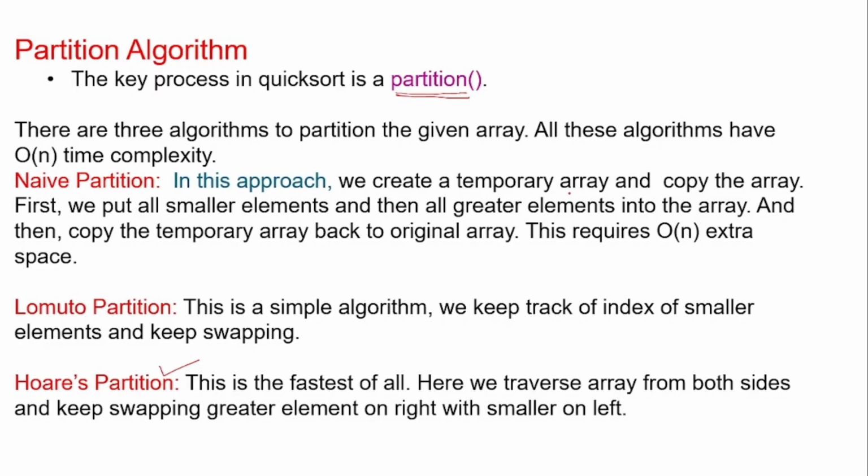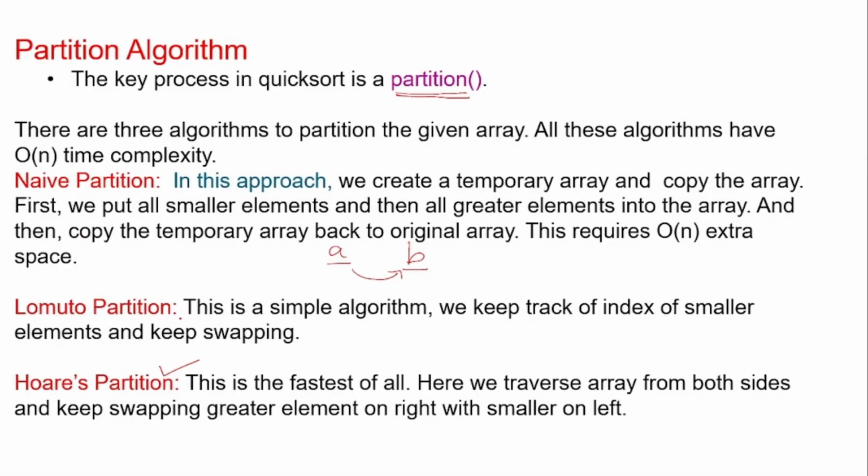Okay, then copy the array. You have to copy the given array. Maybe if A is the given array, you create a temporary array B. Then copy all the elements to this B, and first put all the smaller elements, then all greater elements. Then copy the temporary array back to the original array. So this is naive partition.